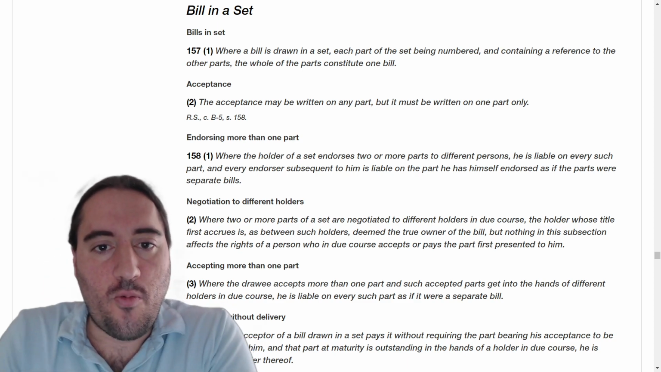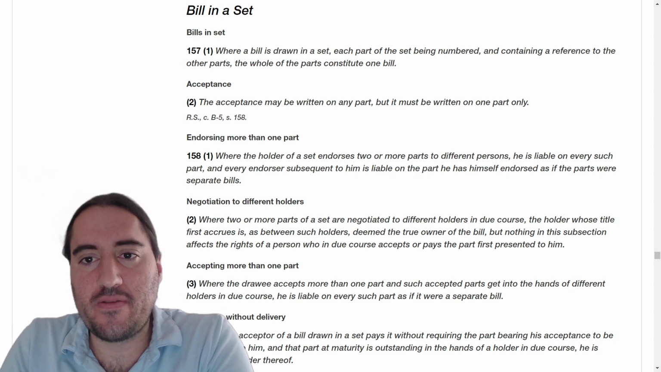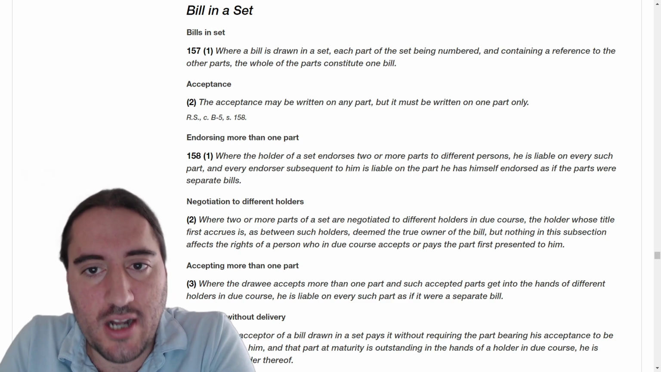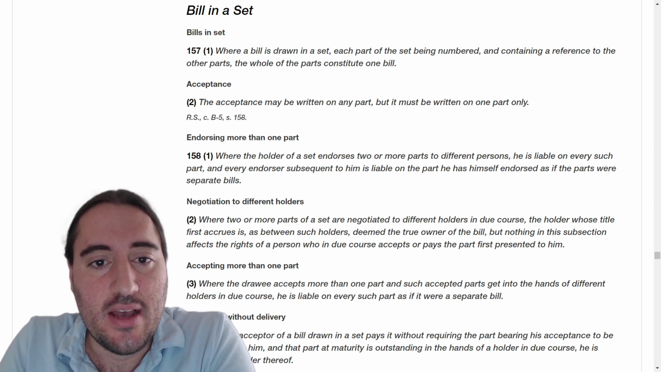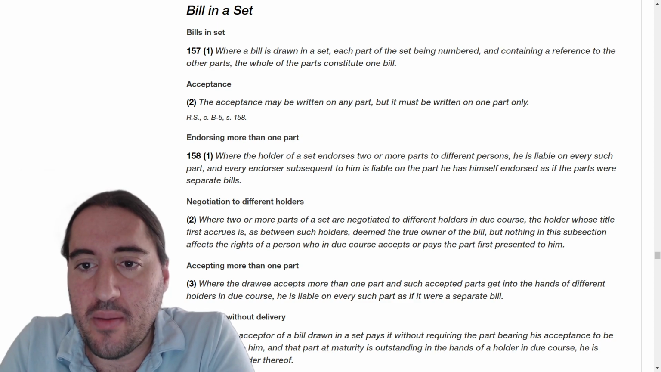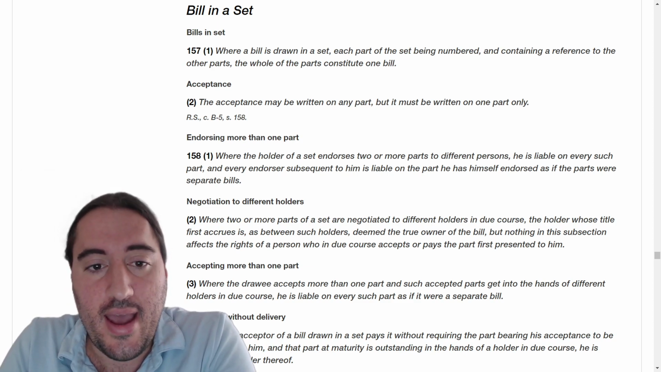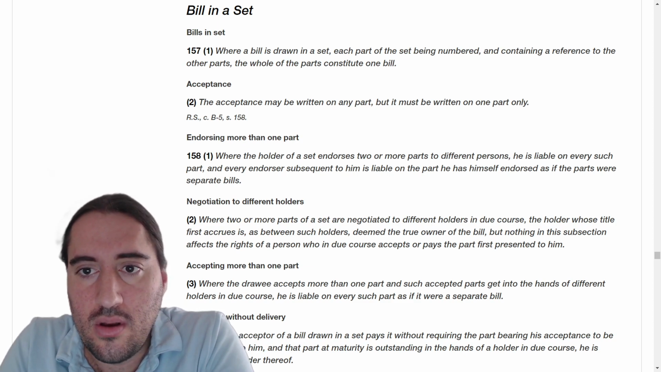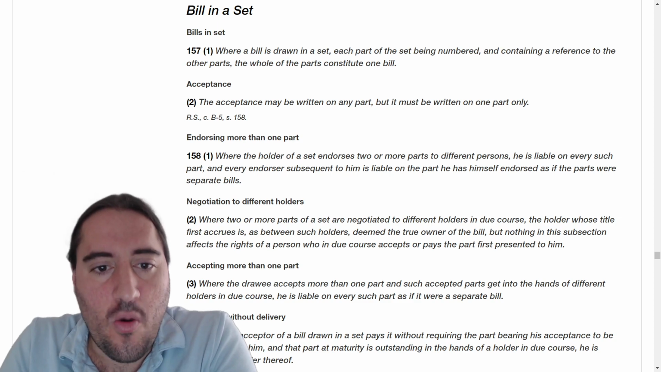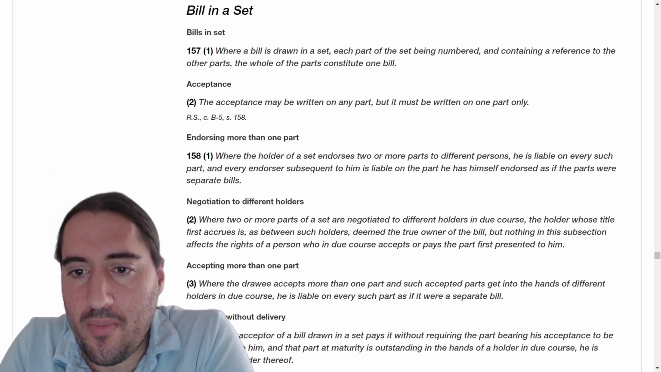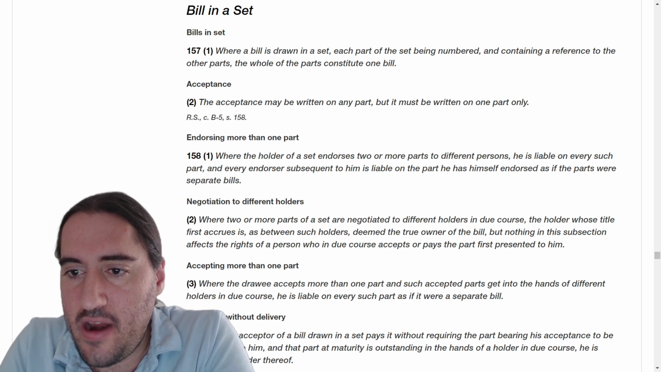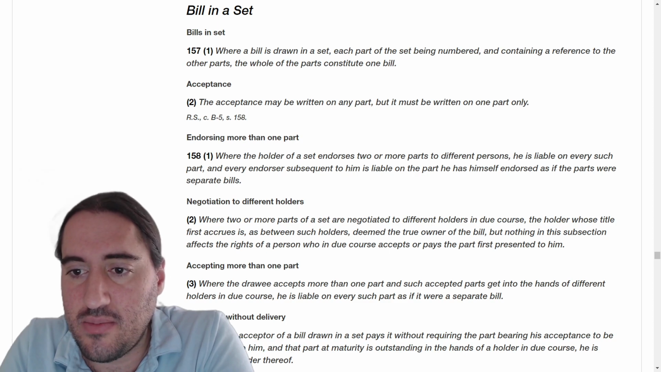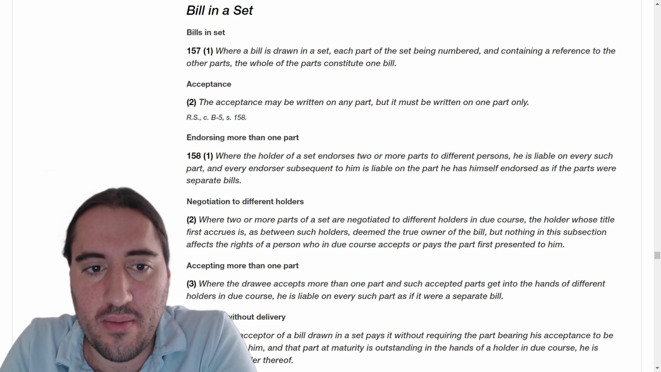Bills in a set. Where a bill is drawn in a set, each part of the set being numbered and containing a reference to the other parts, the whole of the parts constitute one bill. Acceptance. The acceptance may be written on any part, but it must be written on one part only. Endorsing more than one part. Where the holder of a set endorses two or more parts to different persons, he is liable on every such part, and every endorser subsequent to him is liable on the part that he has himself endorsed, as if the parts were separate bills.